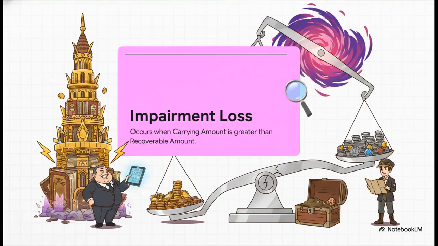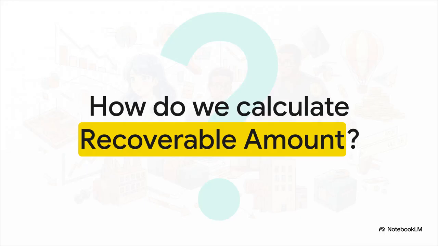Simply put, if your asset is sitting on your balance sheet at a higher value than what you can actually claw back from it in the real world, well, you've got an impairment loss. The carrying amount is what your books claim it's worth, but the recoverable amount, that is reality knocking at the door. So, you might be wondering, how exactly do we calculate this recoverable amount?